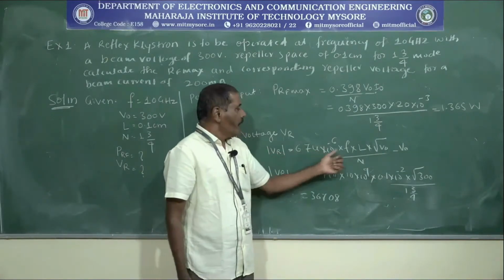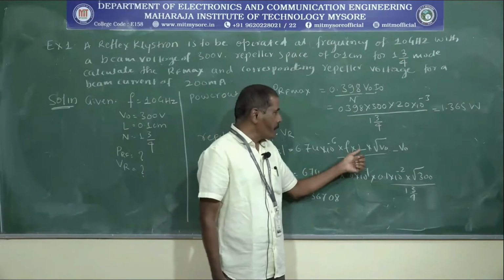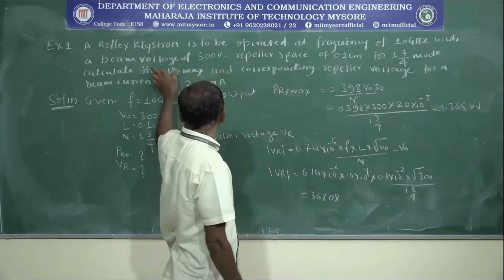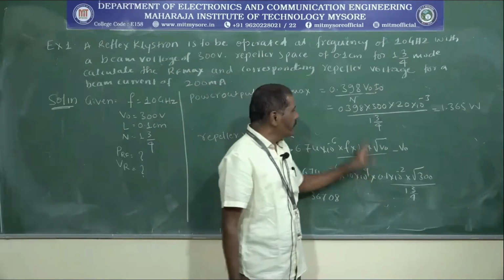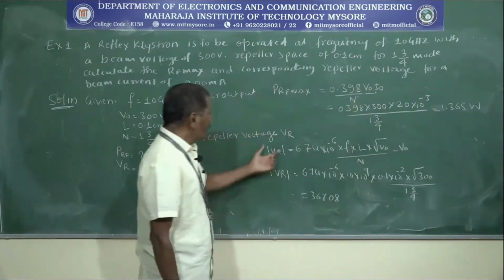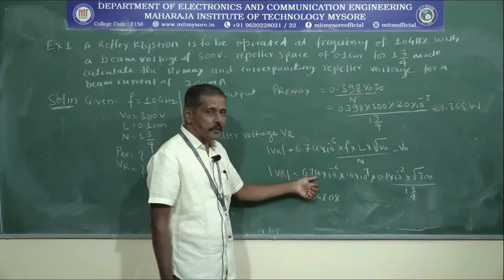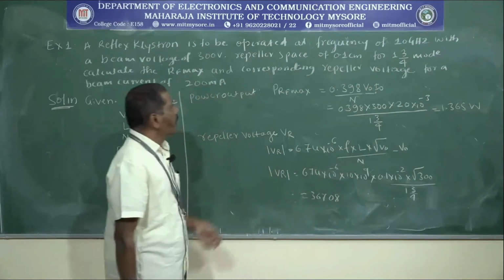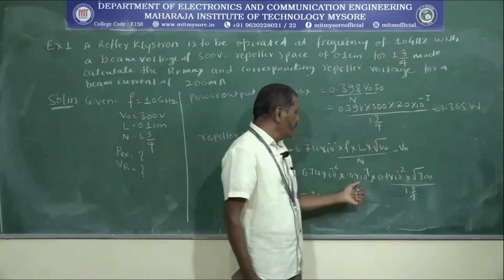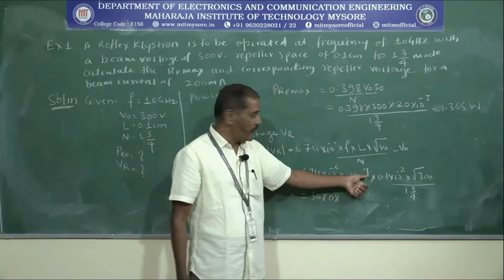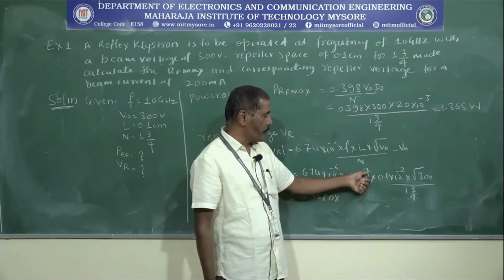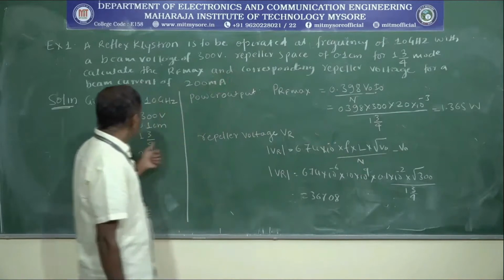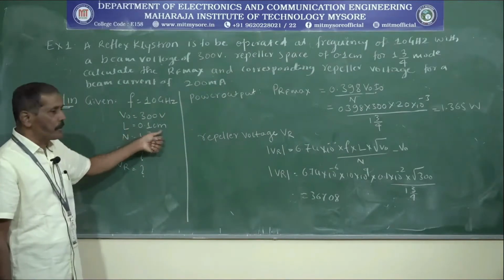Here F is the frequency, L is the repeller space, V is the voltage, that is the beam voltage which has been applied, and N is the mode. Now, here also we will substitute 6.74 into 10 to the power of minus 6, F is given as 10 gigahertz, 10 giga is 10 to the power of 9. So 10 into 10 to the power of 9 into L. In the given problem, the L given is 0.1 centimeters.